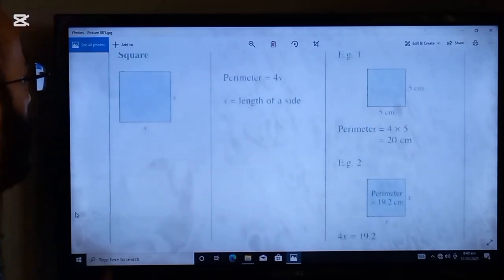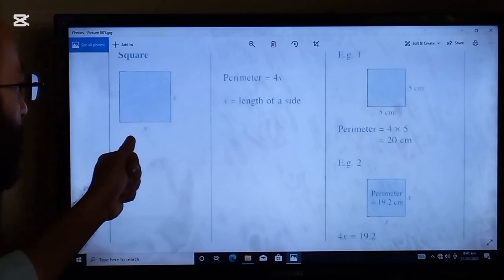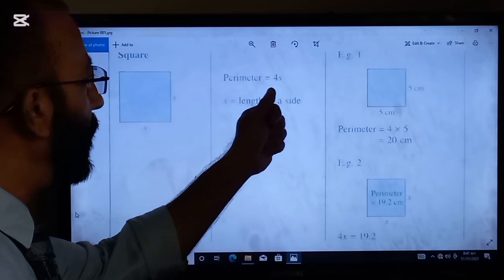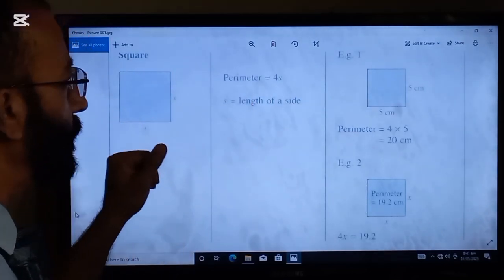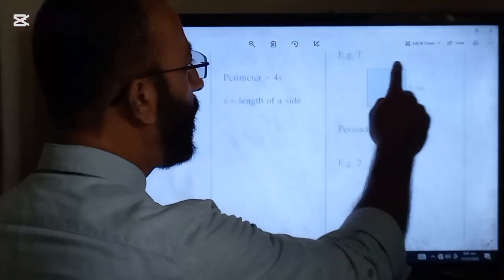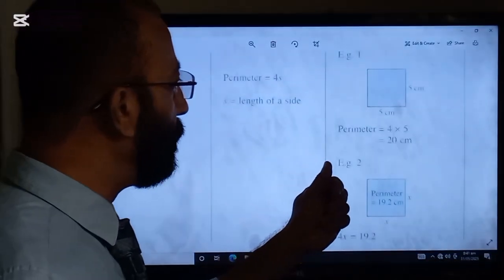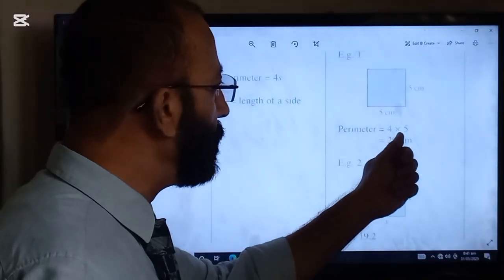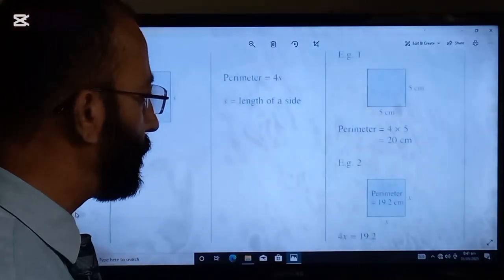Here is another figure, that is a square. Suppose each side of the square is represented by S. The perimeter formula for the square is 4S or 4L. L stands for the length of the square. This concept will be cleared by this example. Suppose we have a square, each side is 5 centimeter and the perimeter is required. The formula is 4L. L is 5, so 4 into 5, solve it. That will be the perimeter, that is 20 centimeter.